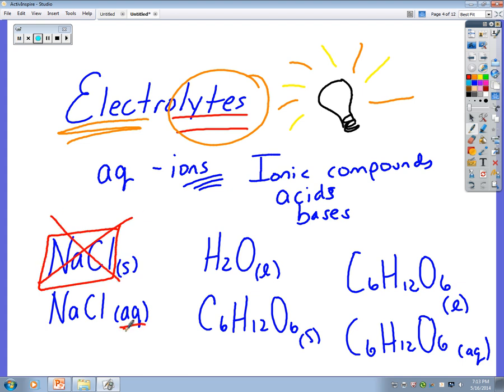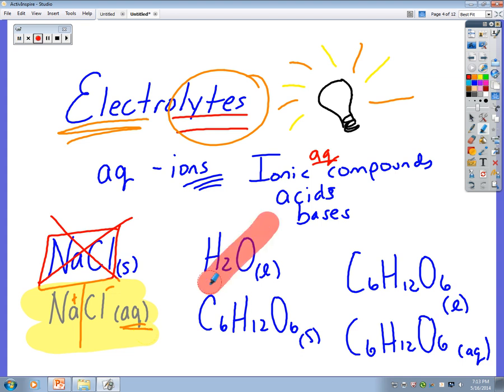What about aqueous? What's that mean? That means the sodium and the chlorine are floating around. So when you have aqueous ionic compounds, things that are dissolved in water, this is going to light a light bulb. Well, that's good. Let's get the highlighter. This is going to light a light bulb. Sodium chloride aqueous.